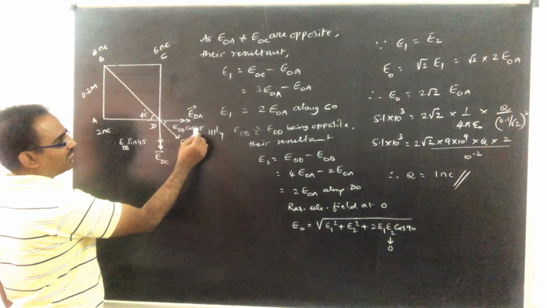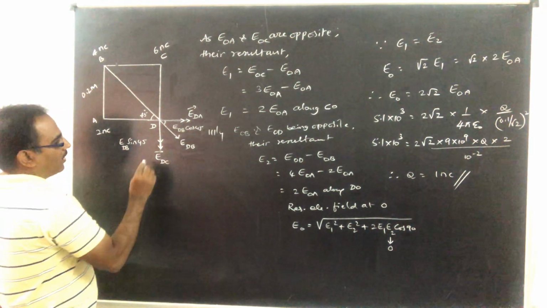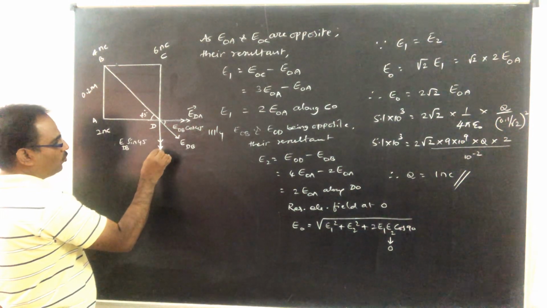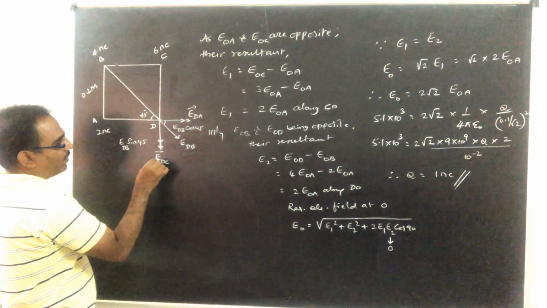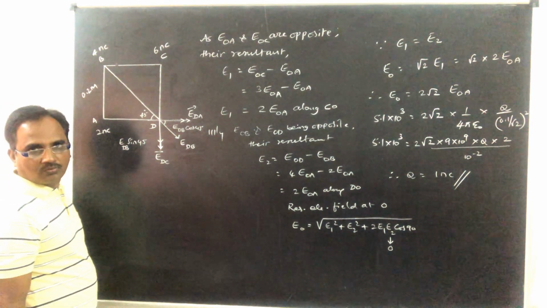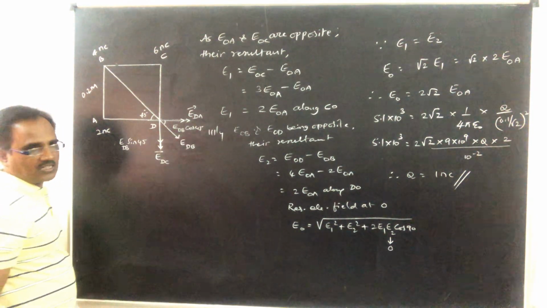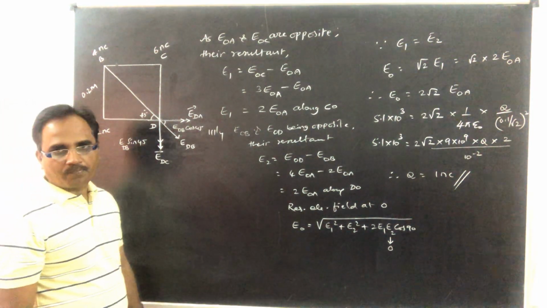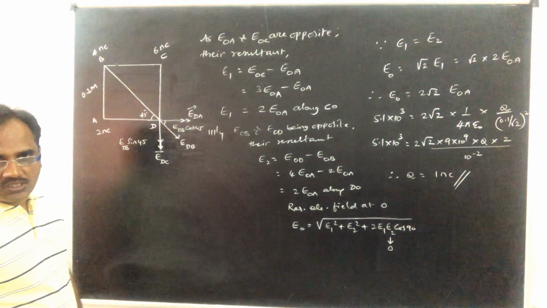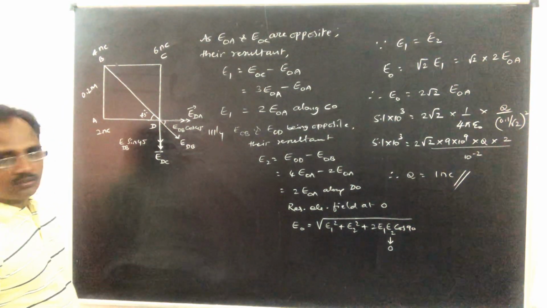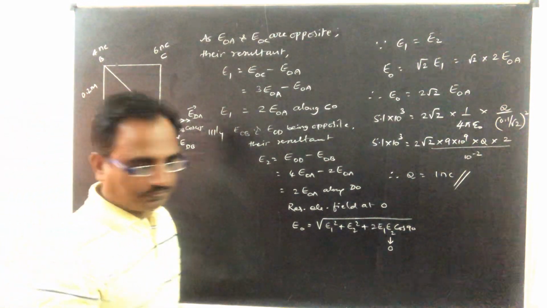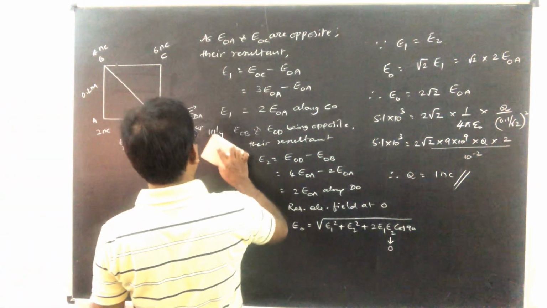You find their resultant E1. Next, these two are in the same direction. You add these two and you find the field E2. Next, E1 and E2 are perpendicular to each other, so you find the resultant electric field at the point D. So this is the procedure to find out the field at D. Now let us try it.